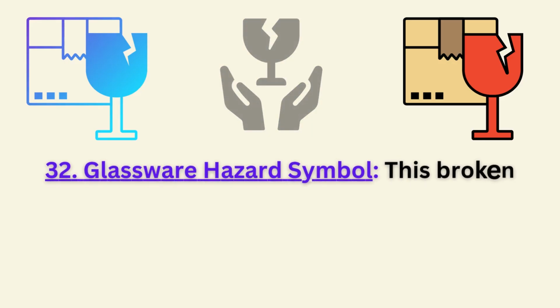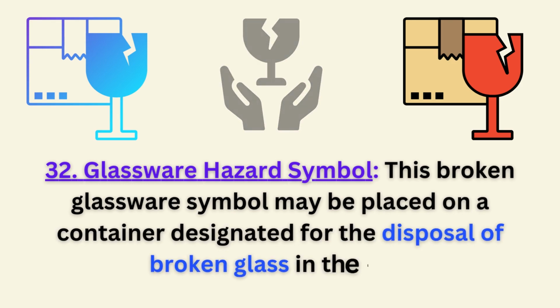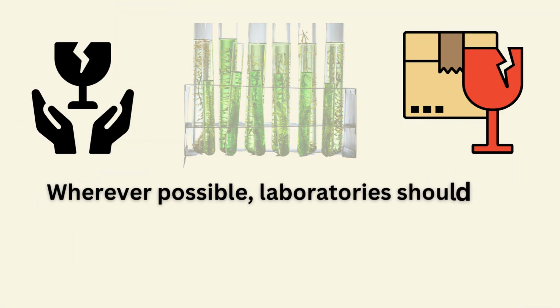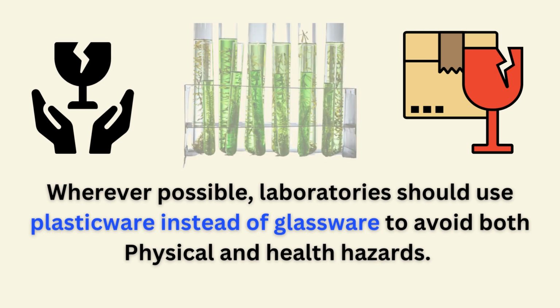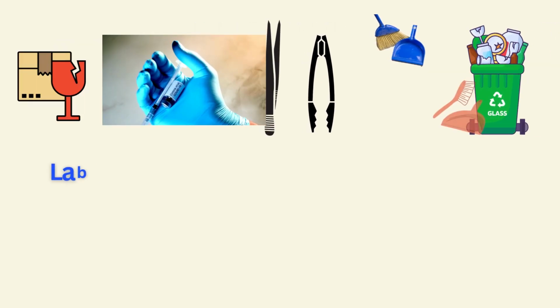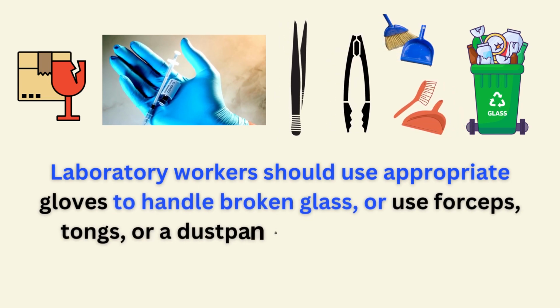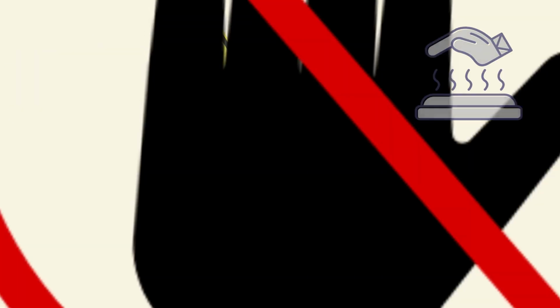32. Glassware hazard symbol. This broken glassware symbol may be placed on a container designated for the disposal of broken glass in the lab. Wherever possible, laboratories should use plasticware instead of glassware to avoid both physical and health hazards. Laboratory workers should use appropriate gloves to handle broken glass, or use forceps, tongs, or a dustpan and brush to clean up pieces of broken glass.